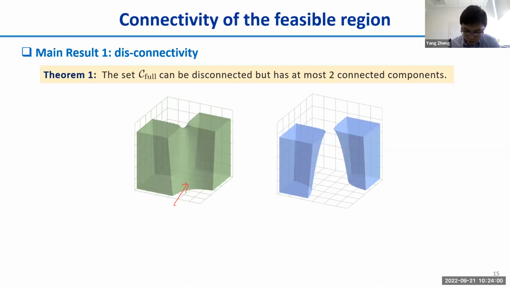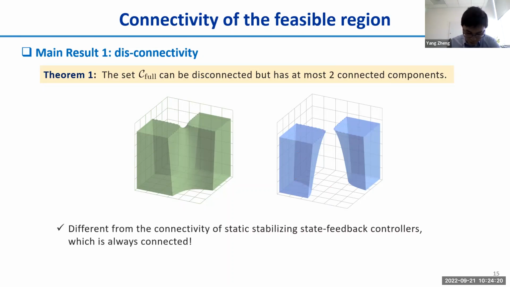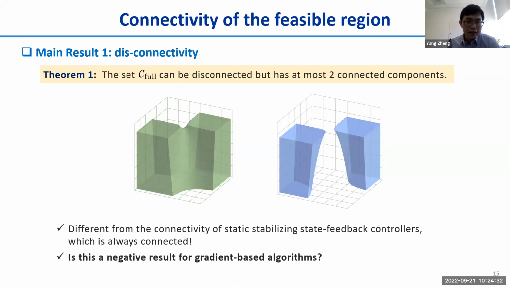And you may think this kind of disconnectivity will bring some trouble for local search algorithms. Because if you begin your iteration in one particular component, you may search around in this region. It's very hard to jump from one region to another in general. This is actually very different from the connectivity of static stabilizing state feedback controllers, where the set is always connected. But you may wonder, is this a negative result for local search algorithms based on gradient descent or some other variant? Actually, I'm going to tell you the answer, which is no.